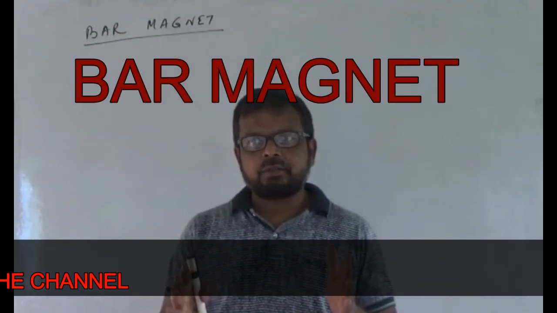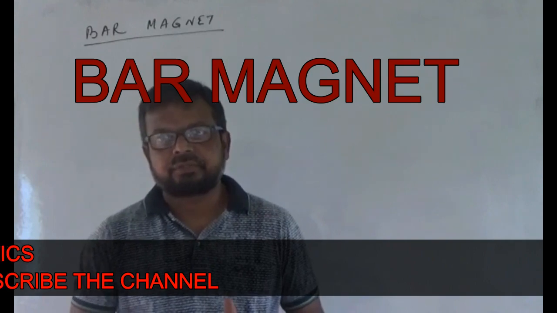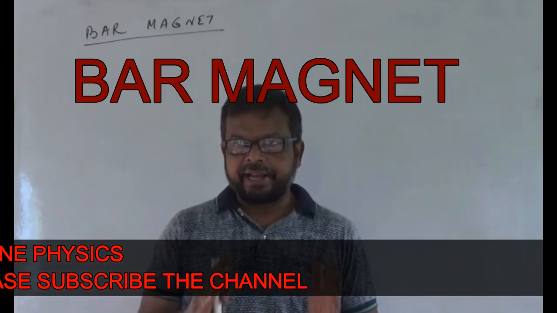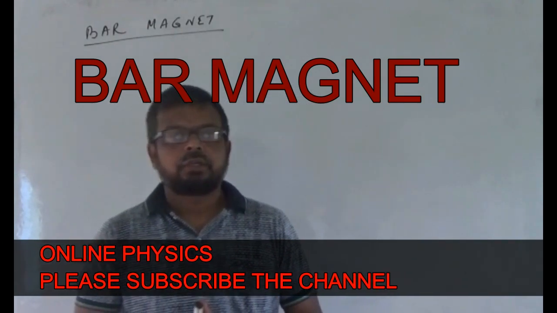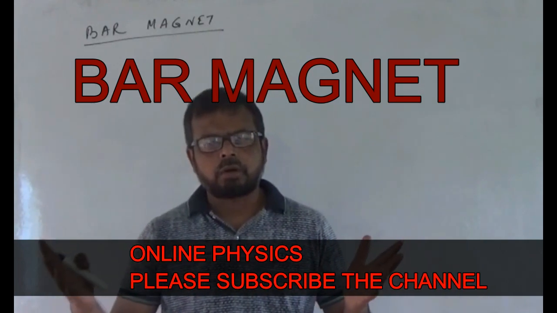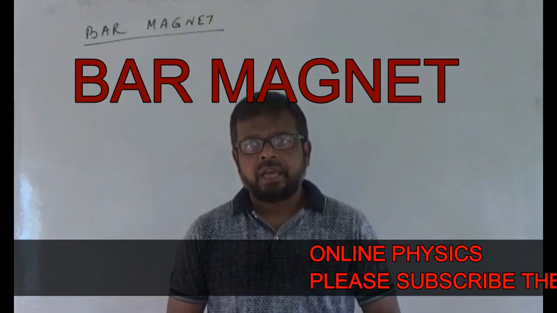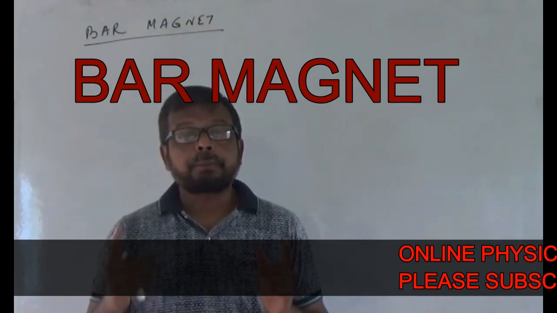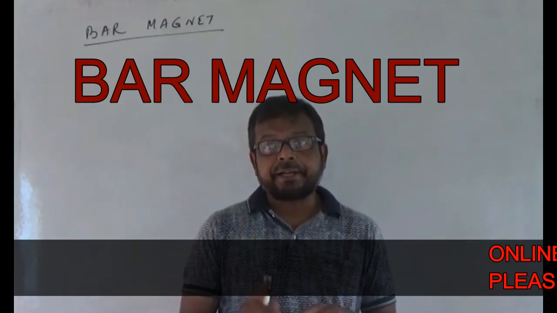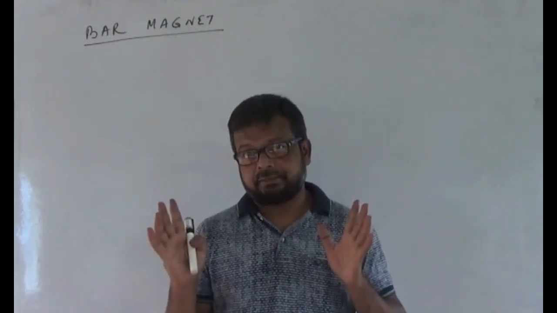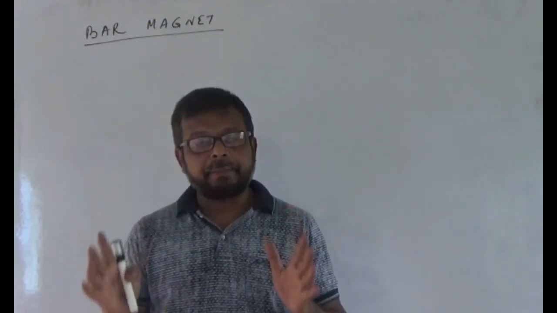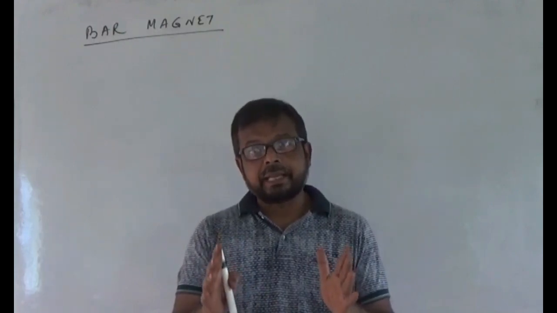Now a bar magnet is generally a rectangular shaped small piece of magnet, that is, a small piece of rod of iron or cobalt or nickel, generally iron, having north and south poles of the same strength separated by a small distance. A bar magnet is also called a magnetic dipole.